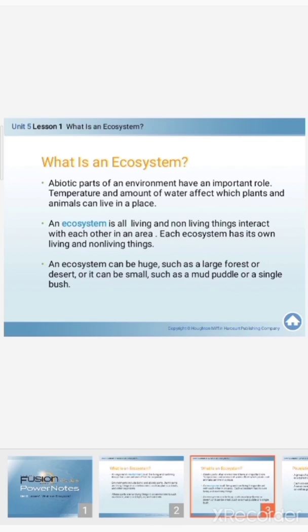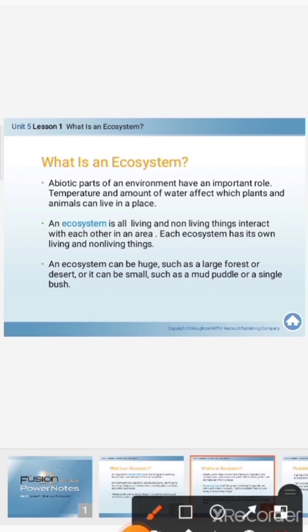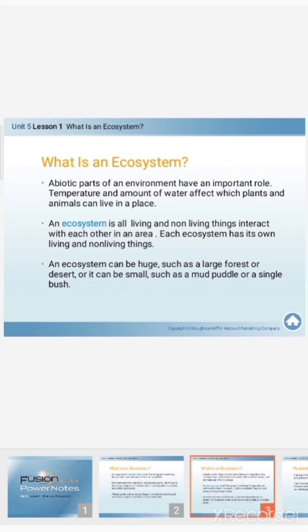We have a size for the ecosystem. We may have a huge ecosystem or a small ecosystem. Okay, a huge or a small. For example, the huge ecosystems like a forest, desert, ocean, all of these are examples of a huge ecosystem. While the small ecosystems like a pond, a lake, a mud puddle, all of these are examples of a small ecosystem.